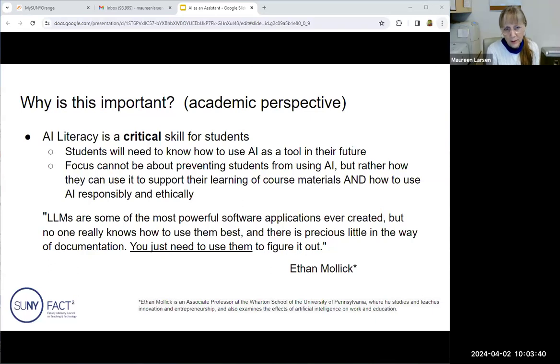We have a quote here from Ethan Mollick, who is a professor at the Wharton School of the University of Pennsylvania, and he's a big proponent of AI. He's got lots of videos out there, very helpful ones for faculty. And he said, large language models are some of the most powerful software applications ever created, but no one really knows how to use them best. And there's precious little in the way of documentation, which you'll find is very true. But you just need to use them to figure it out. You do have to practice to learn the best ways AI can be helpful to you. So we really encourage you to do that.